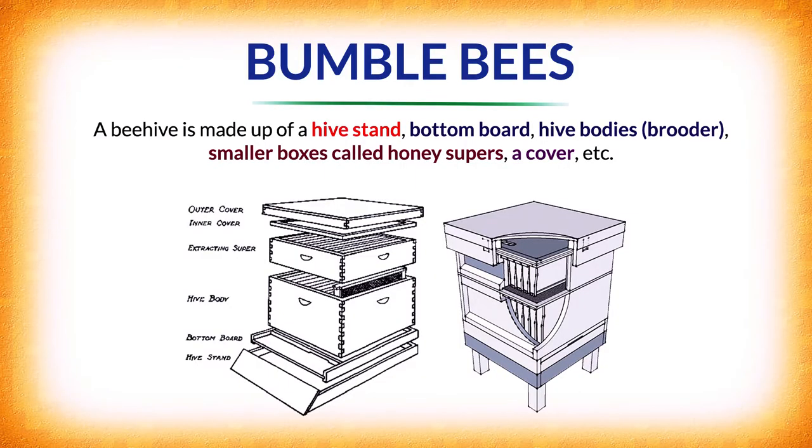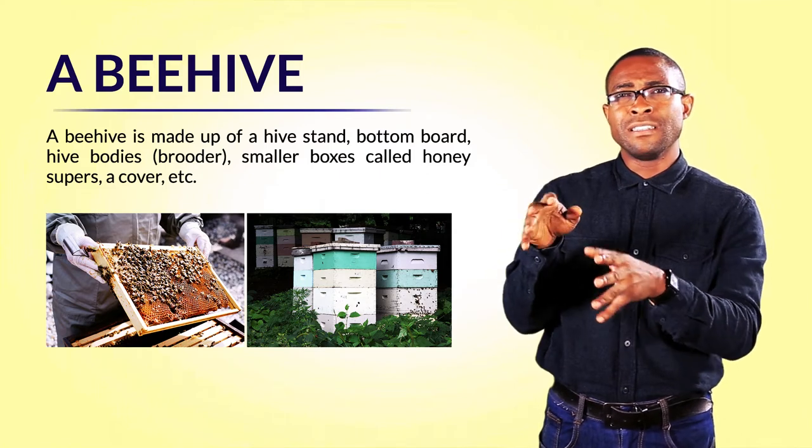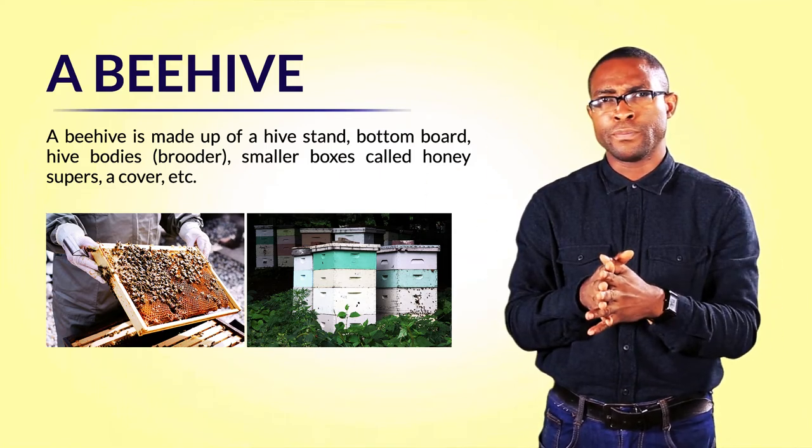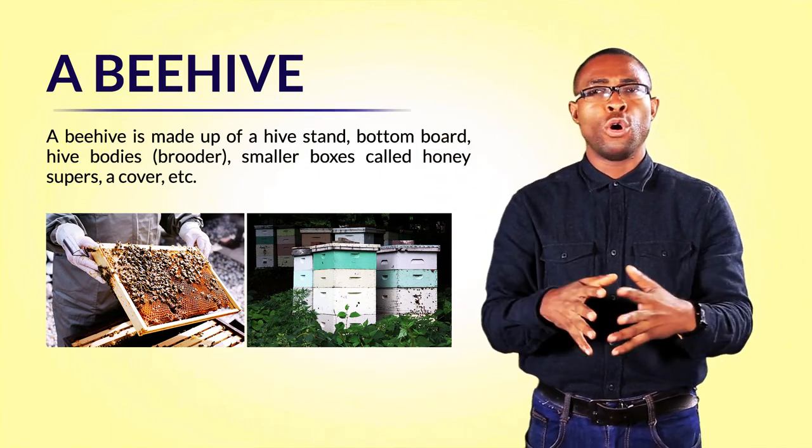A beehive is made up of a hive stand. We'll get to look at all these components later. So we have a hive stand, we have the bottom board, we also have the body, which is the brooder. This is where the bees get to reproduce. Then we have the smaller boxes called the honey supers. That's where honey drops into, and then the beekeeper can easily extract. And then we have the cover. The cover enables the beekeeper to protect the bees from other predators. It also houses the bee. You know, it covers the housing, the habitat of the bee.